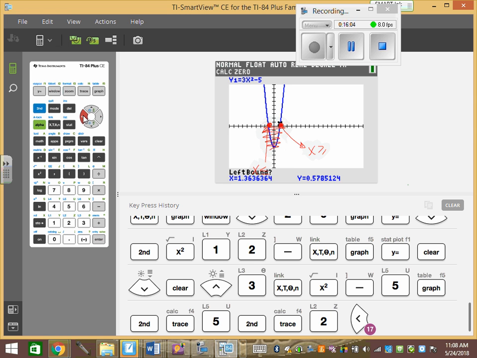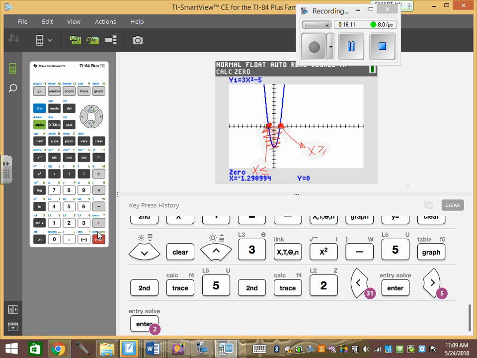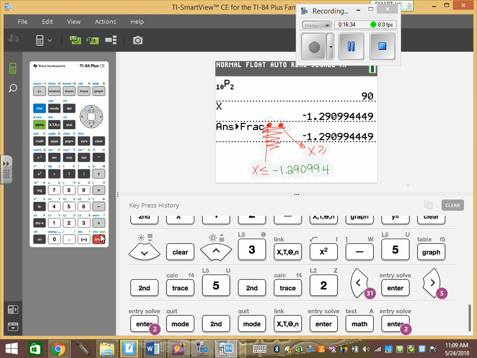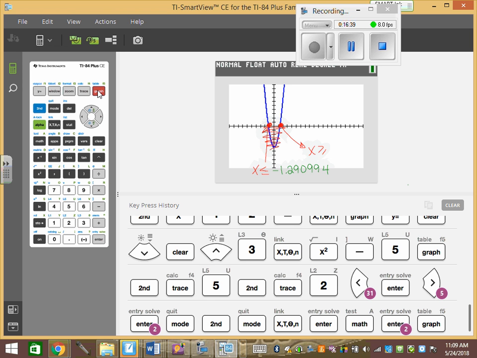And I am currently coming over to this side here. Enter. And then I'm going to go below because it wants it on the right of that. So x is going to be less than negative 1.290994. Wait, I want to see if it turns into a fraction. So I'm going to go second mode, x, enter, math, enter, enter. No. All right. Stays the same. We're back to here. Okay. We're good. We have that one.